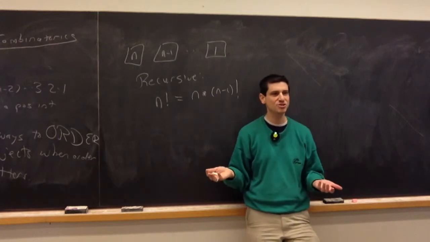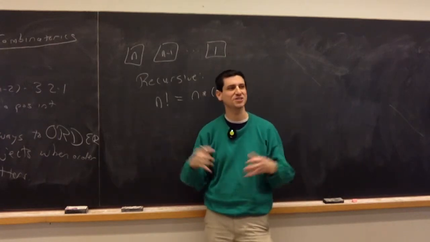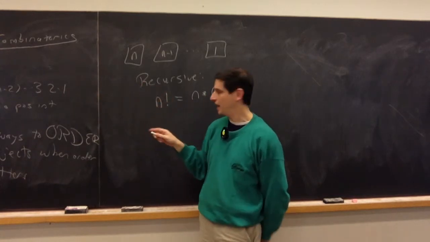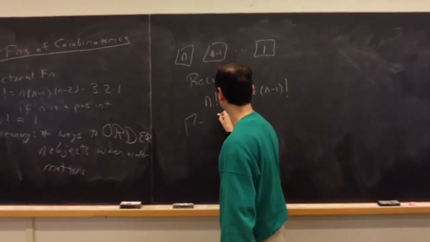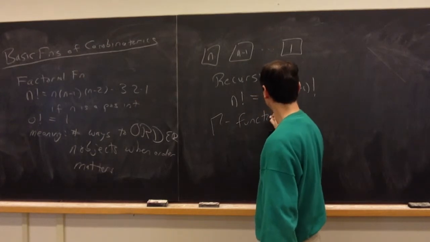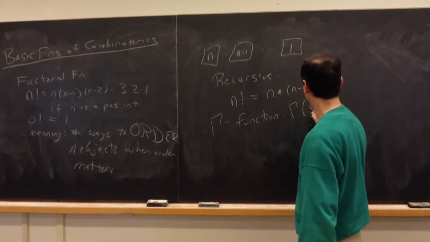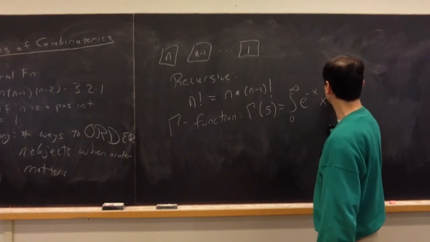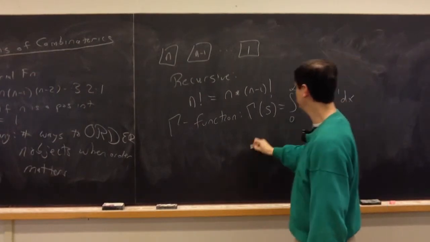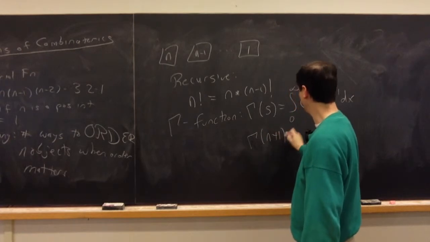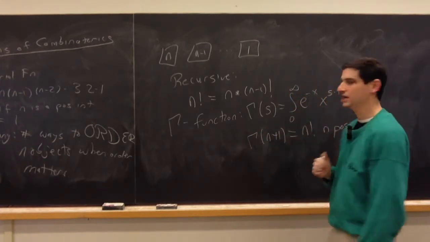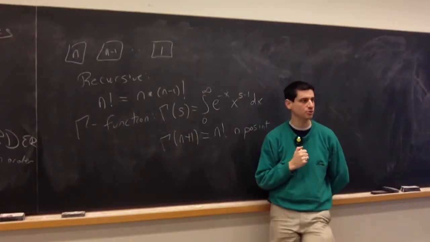But of course, mathematicians, we don't like to just confine ourselves to what might make sense. We like to take something like this and generalize. And later we will see the gamma function. And I'll just state it right now. Gamma of s is the integral from 0 to infinity, e to the minus x, x to the s minus 1 dx. It turns out gamma of n plus 1 is n factorial if n is a positive integer. It is a nice generalization of the factorial function.